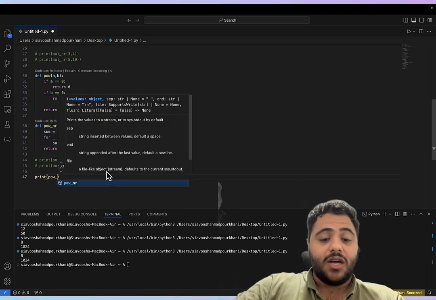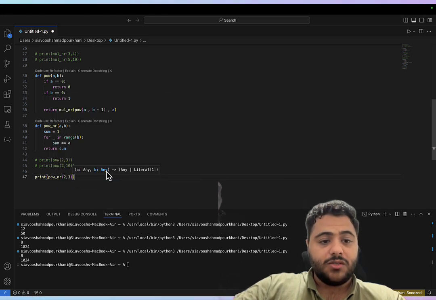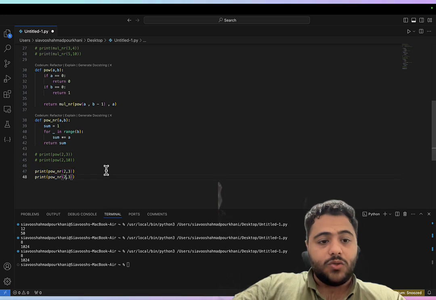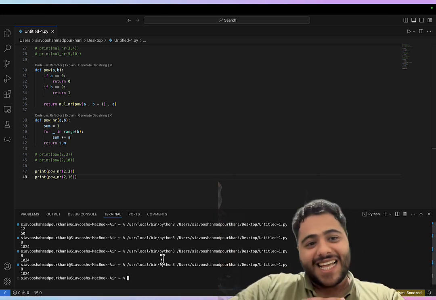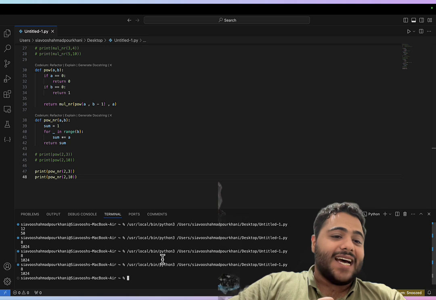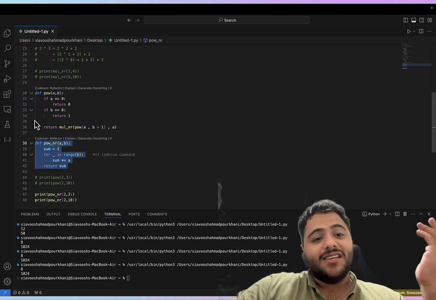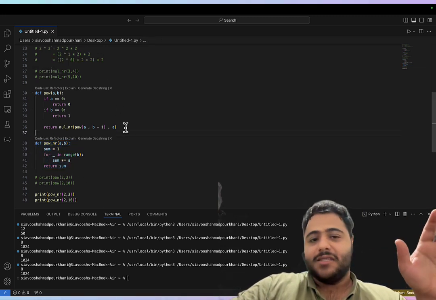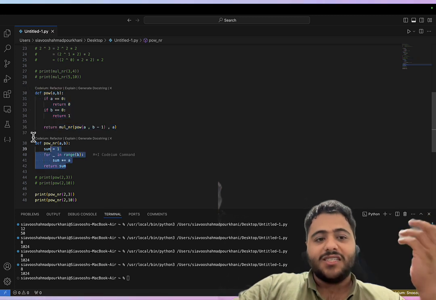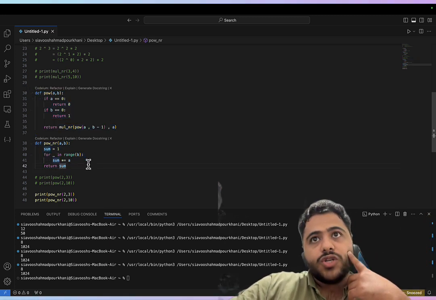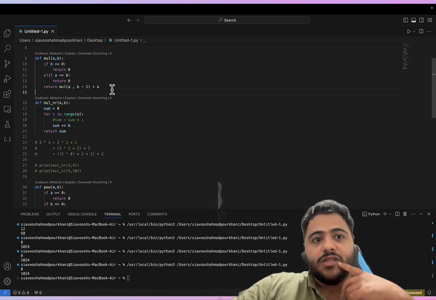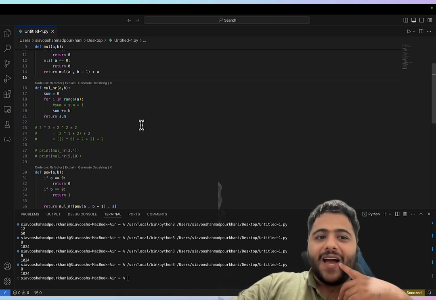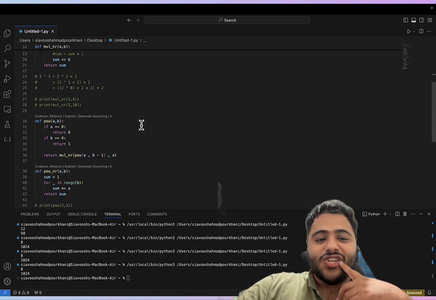Power non-recursive, 2 and 3. I'm going to input the same numbers and see if I get the same result. Yep, I got the same result. I think that's a success. And this is the linear one. This is a recursive function, and this is a non-recursive solution for the power of two numbers and for the multiplication. You kind of know the job we have done here.